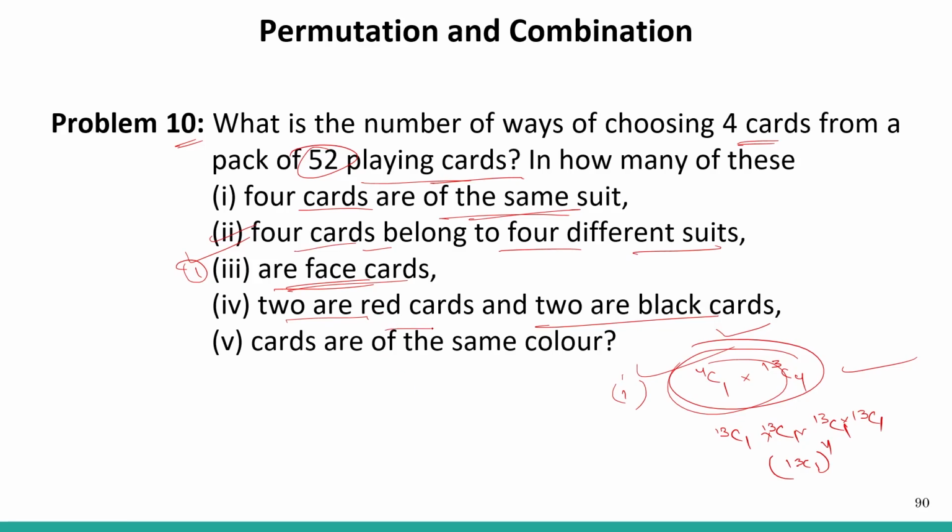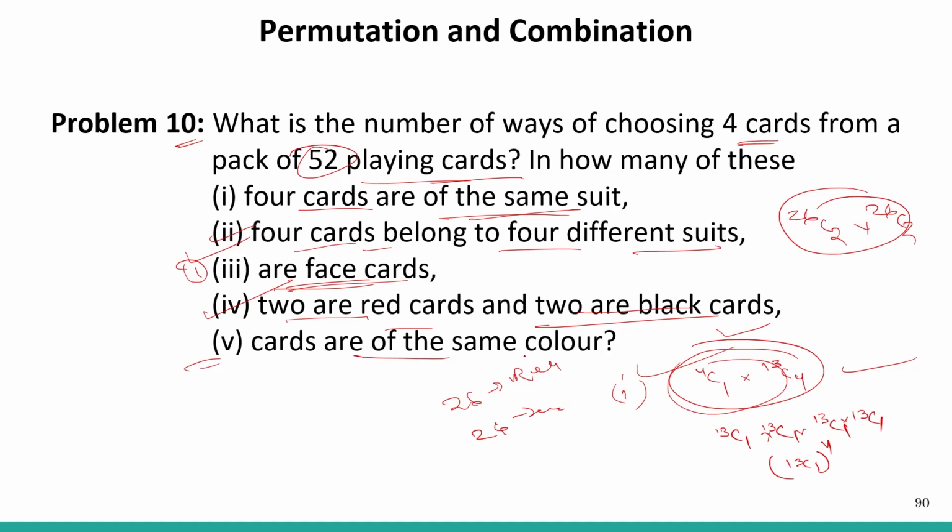2 cards are red cards and 2 cards are black cards. As you know, there are 26 red and 26 black cards. So how can we choose 2 red cards? It will be 26C2. And how can we choose 2 black cards? 26C2. Multiplying these two, that is 26C2 squared, is the answer for part 4. Let's try to see the answer for part 5.